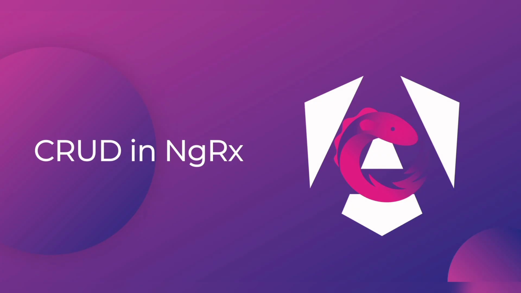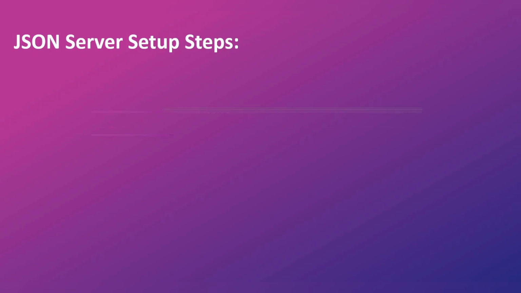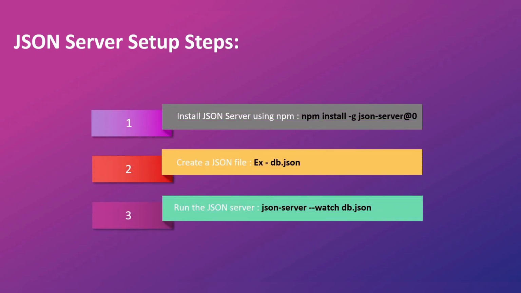So let's put our knowledge into practice by building a complete CRUD application using NgRx and JSON server. In the last section, we have already set up the JSON server, but in this section, let's do a quick recap. Setting up JSON server involves three main steps. The first step is we need to install JSON server using the command npm install -g json-server@0. And as I mentioned earlier, this @0 flag ensures that we install the stable version, which automatically generates IDs in integer format when adding new data to the database.